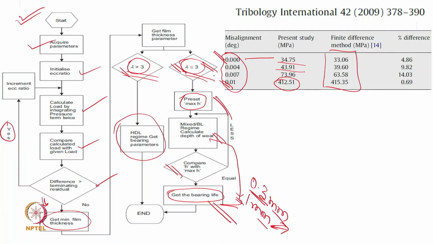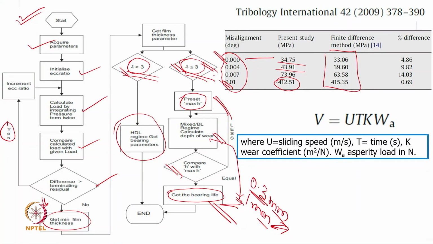And then this is what we have shown, the first results. Now when we assume this specific film thickness is lesser than 3, we need to use a wear volume calculation. You can see here this is a relative velocity, that's a sliding speed, then comes a time, because we need to estimate the bearing life, that's the time really required for this purpose.